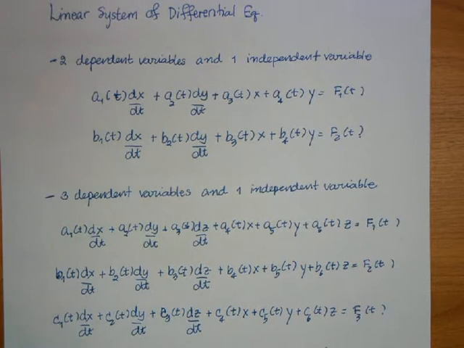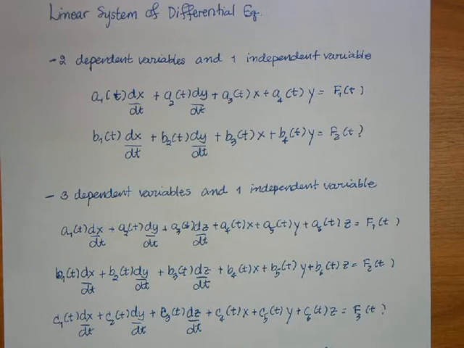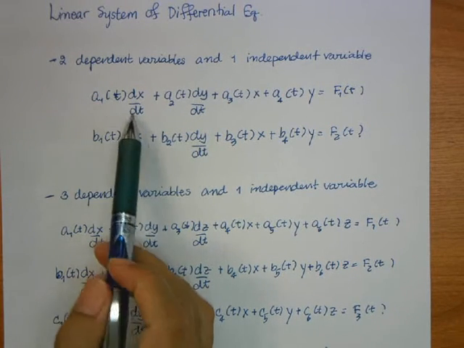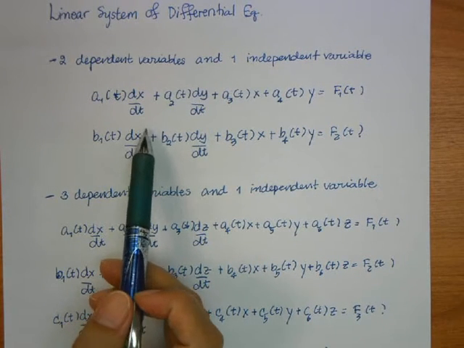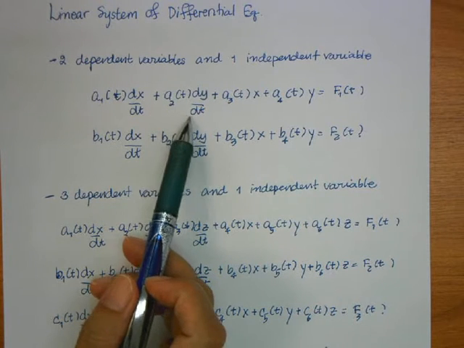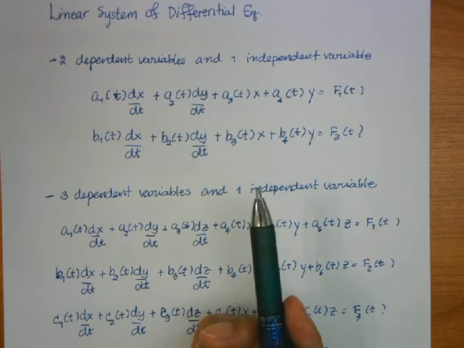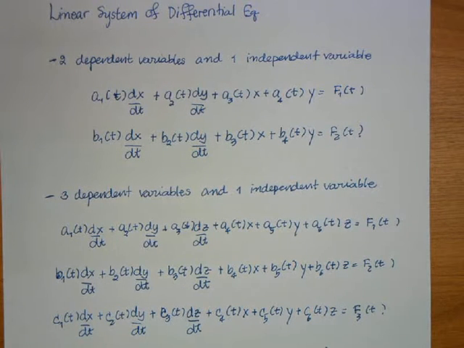Next topic is about the linear system of differential equations. Sometimes in a problem statement you have two dependent variables and one independent variable. For example, in this differential equation you have two dependent variables, x and y. And in that case, you would have two differential equations.